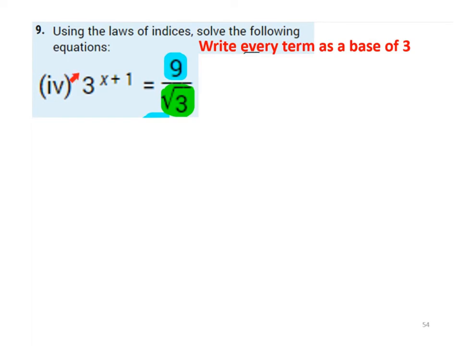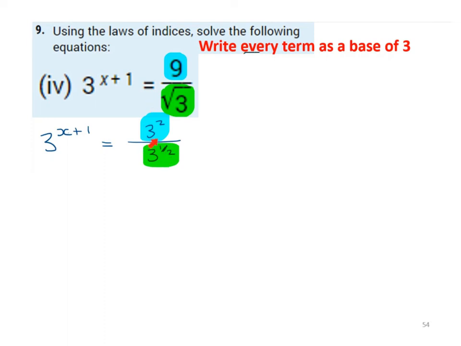Part 4. 3 to the power of x plus 1 is equal to 9 over the square root of 3. So we're going to write every term as a base of 3. So 9 we're going to rewrite as a base of 3, and the square root of 3 we're going to rewrite as a base of 3, because this already has a base of 3. So we bring down the 3 to the power of x plus 1. 9 we rewrite as 3 squared, and the square root of 3 we rewrite as 3 to the power of a half.